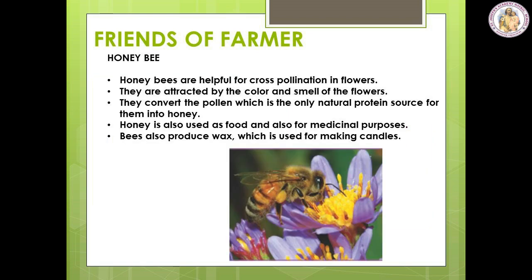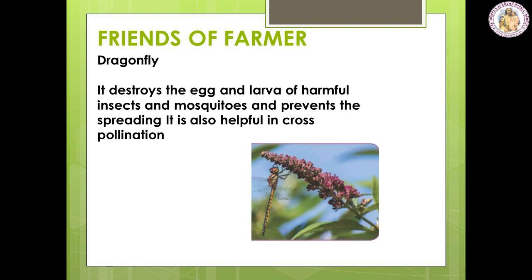Honey bee. Honey bees are helpful for cross-pollination in flowers. They are attracted by the color and smell of the flowers. They convert the pollen, which is the only natural protein source for them, into honey. Honey is used as food and also for medicinal purposes. Bees also produce wax, which is used for making candles.